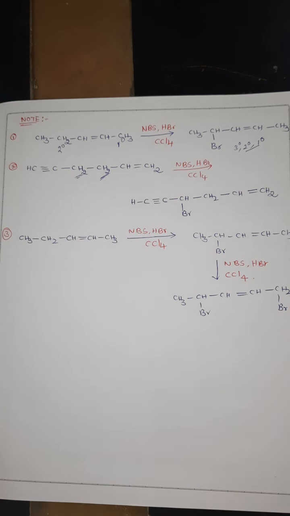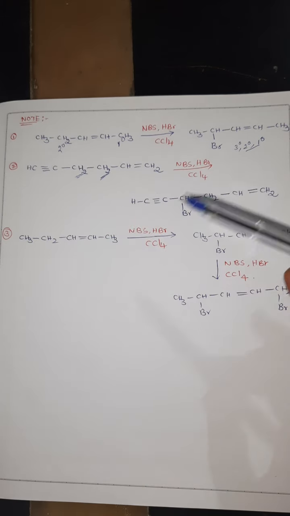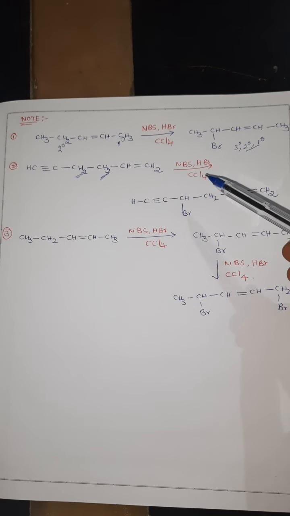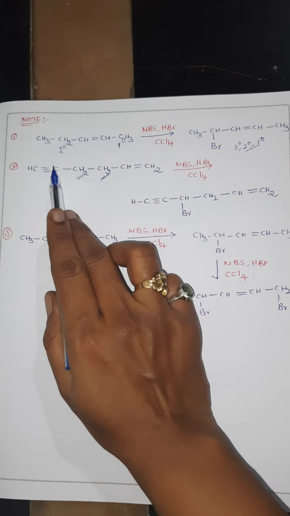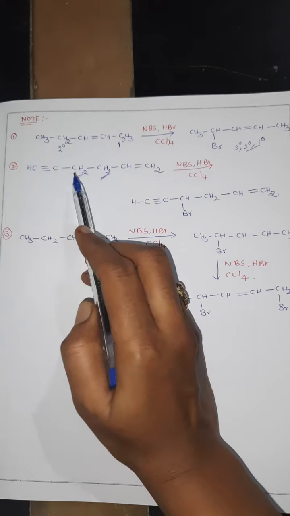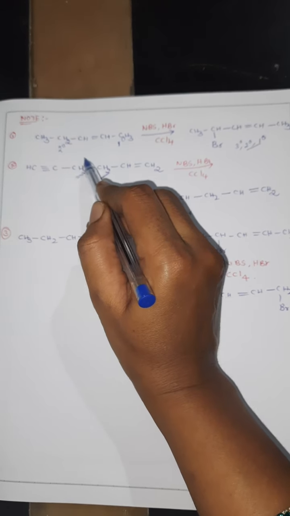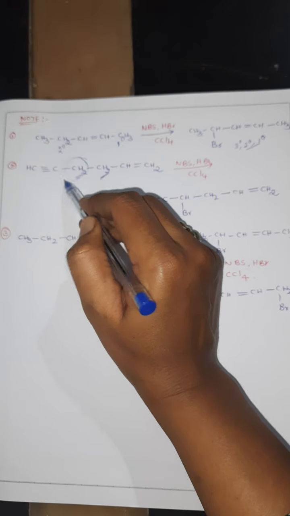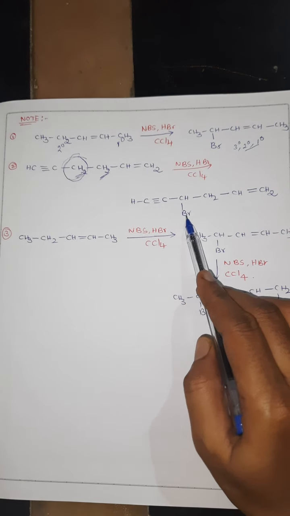The Wohl-Ziegler bromination reaction is highly regioselective. The incoming bromine atom is always substituted adjacent to the triple bond. It is a highly regioselective reaction. That means the halogen is substituted on this carbon. So this is the product.